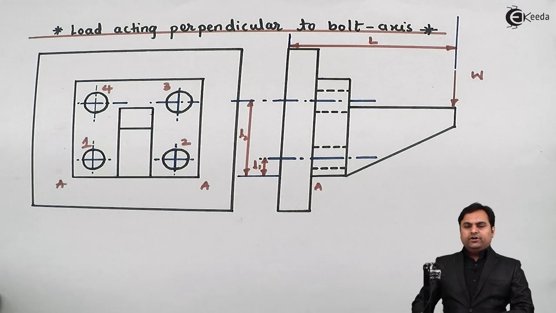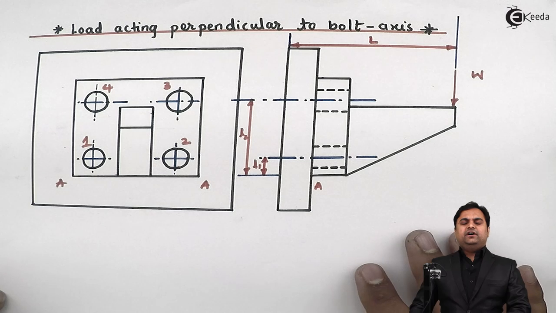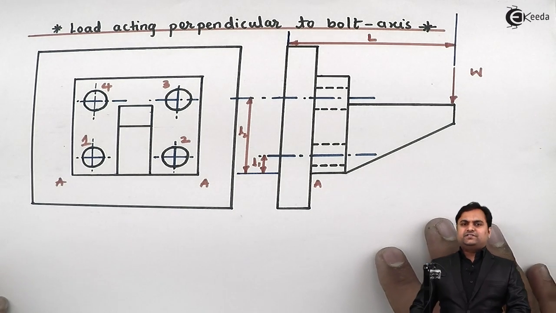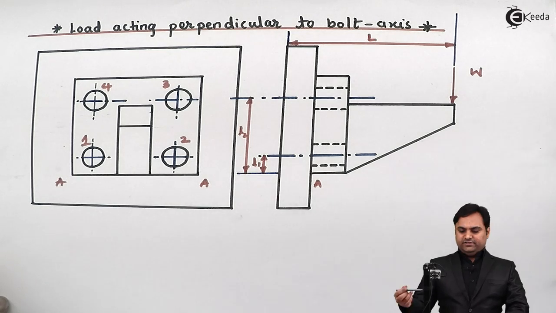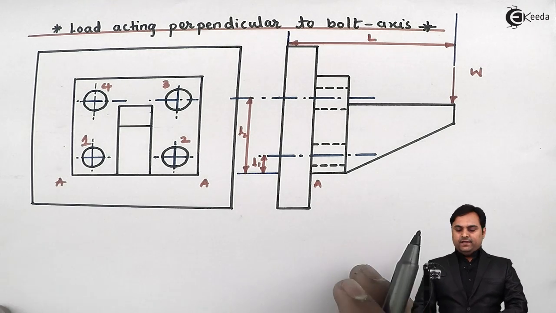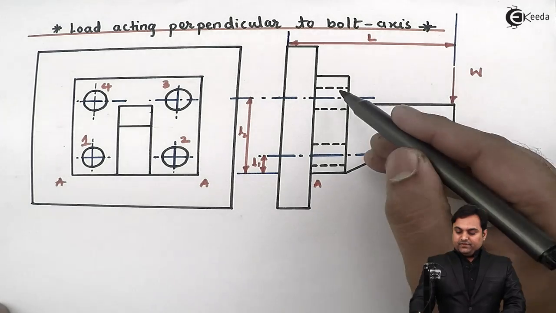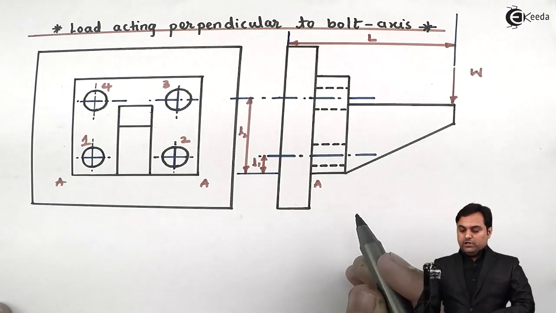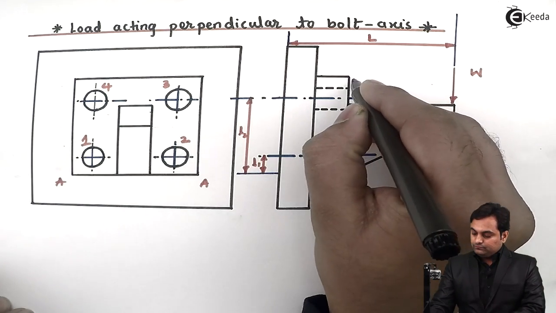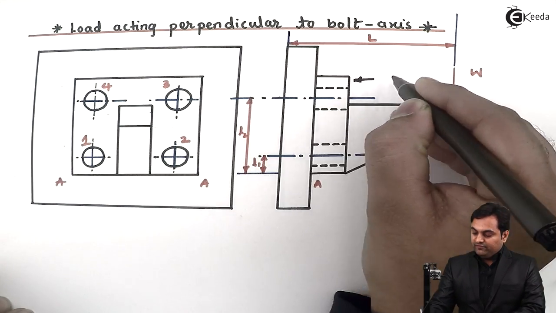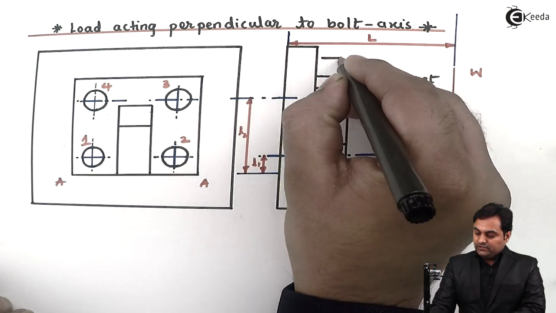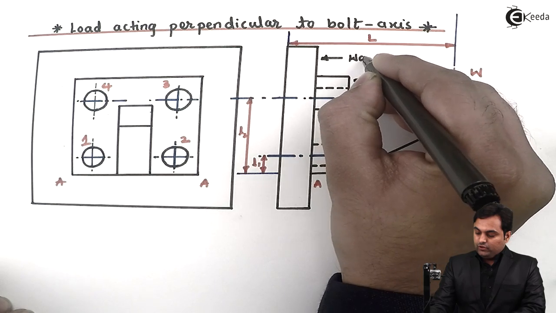Hello friends, here in this video we will see a derivation of load acting perpendicular to bolt axis, and for that here we have a diagram. In this diagram there is a bracket which is attached to a wall.